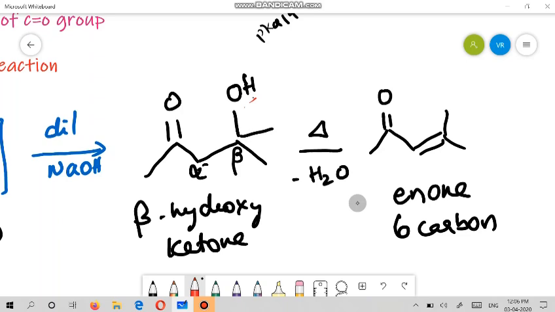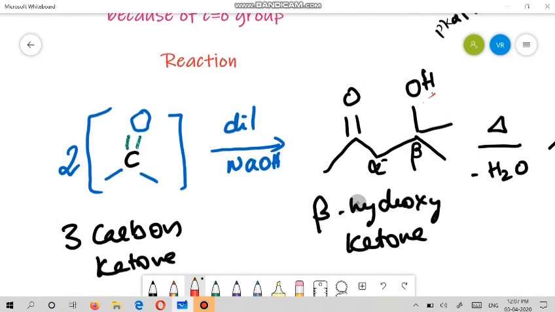So enone is formed. Now you can observe the starting material is 3 carbon but 2 moles. Both are condensed and we get 6 carbon: 1, 2, 3, 4, 5 and 6 carbon. So this 6 carbon conjugated enone is the product of condensation of 2 ketone molecules.